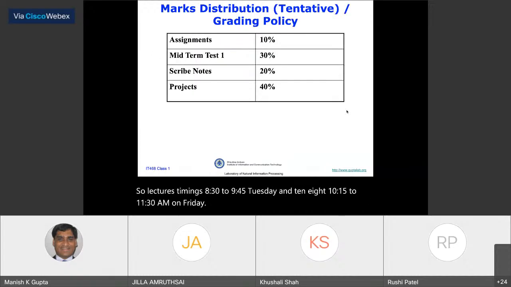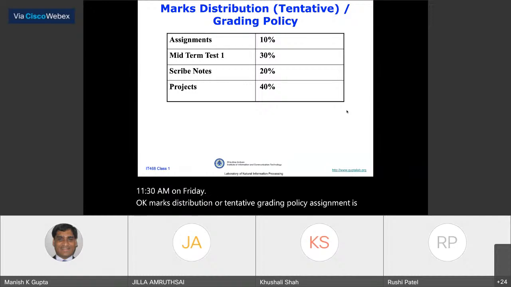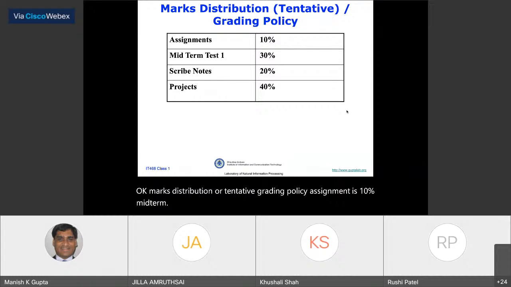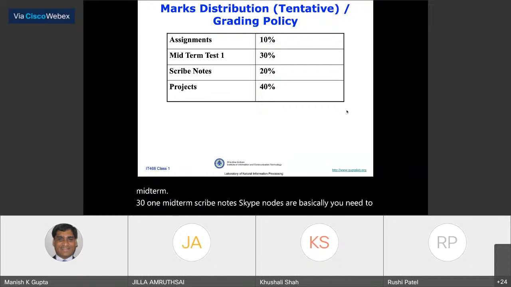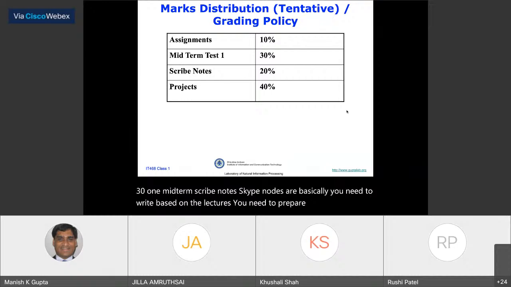Okay, marks distribution, or tentative grading policy. Assignment is 10%, midterm 30%, one midterm. Scribe notes are something you need to write based on the lectures: you prepare notes and submit them. You can work in a group of two, three, whatever, and submit these. And finally, you can do a project. I think projects will be a really interesting thing for you, because you can learn many things in the project itself, which is very, very important.